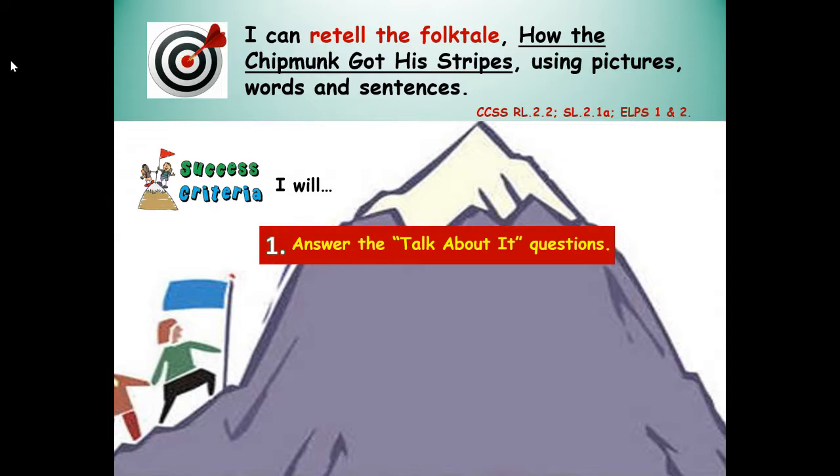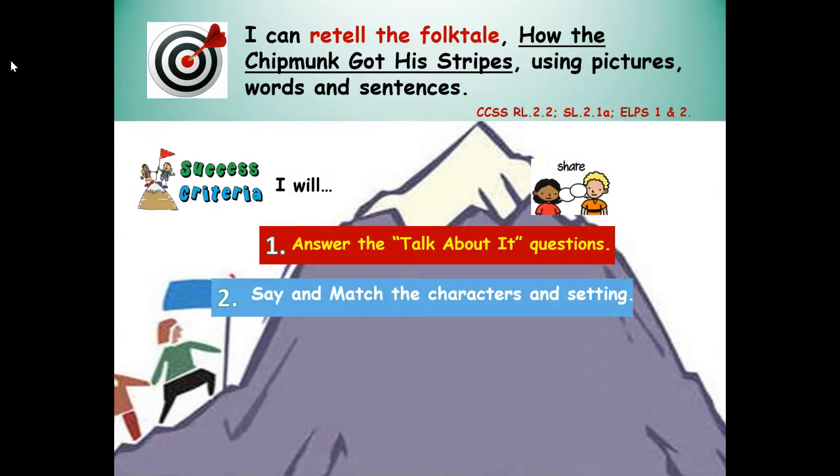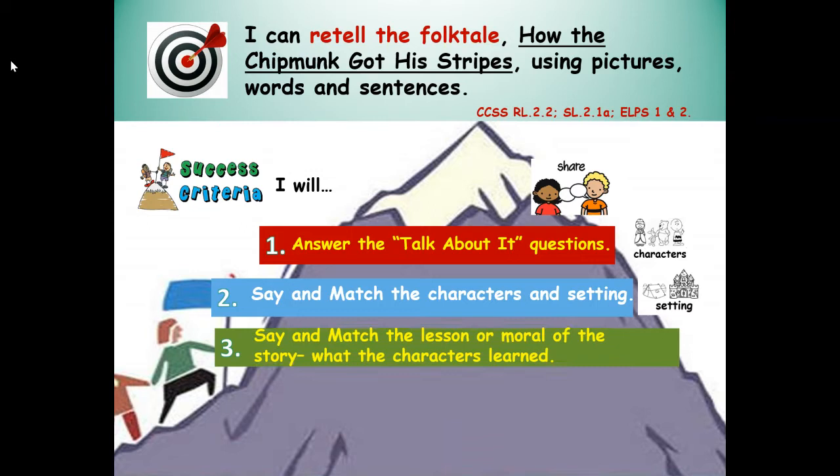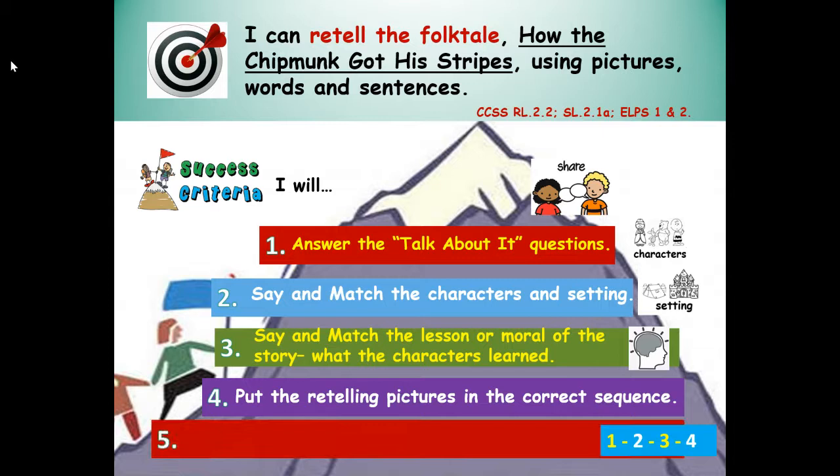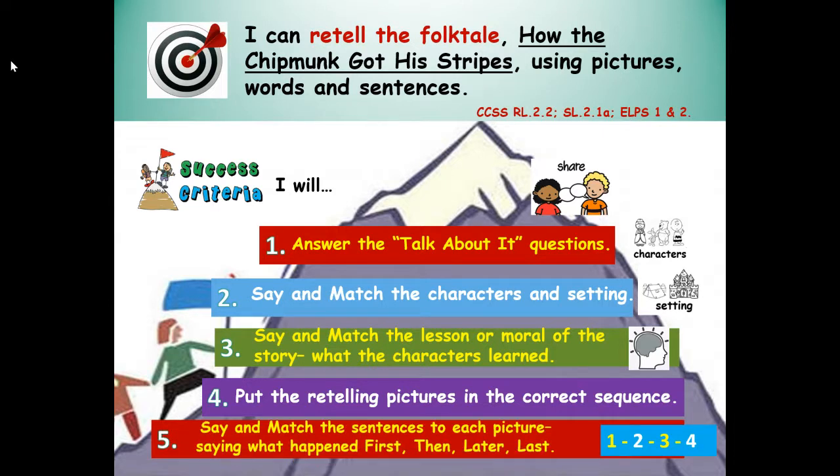I will, number 1, answer the talk about it questions. Number 2, I will say and match the characters and setting. Number 3, say and match the lesson or moral of the story, what the characters learned. Number 4, put the retelling pictures in the correct sequence or order. And finally, 5, say and match the sentences to each picture, saying what happened first, then, later, and last.